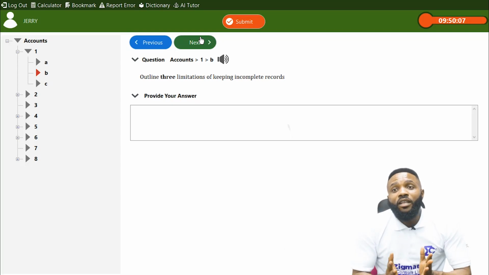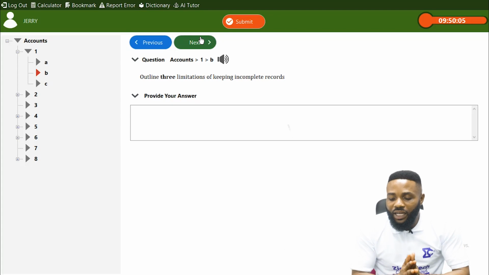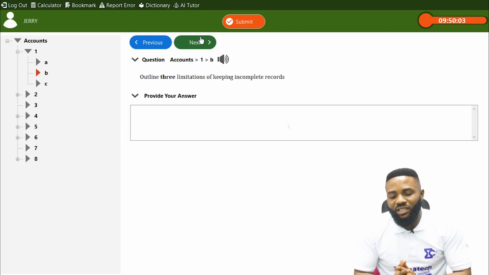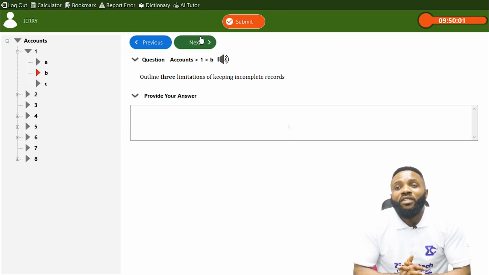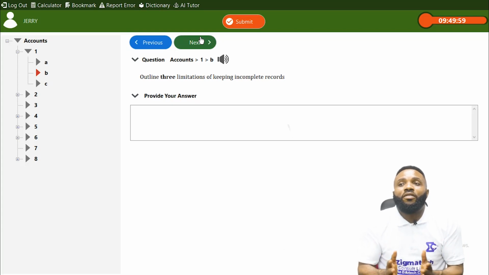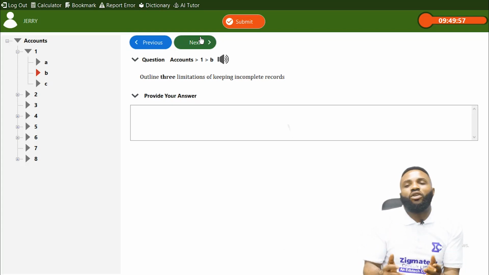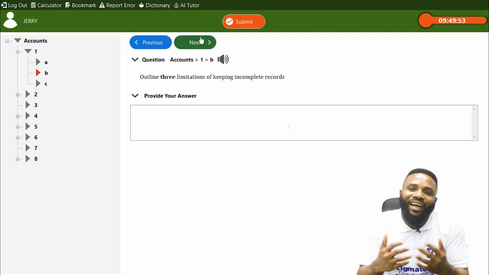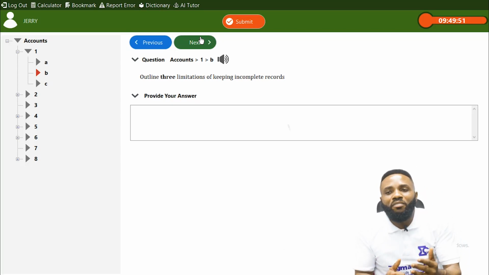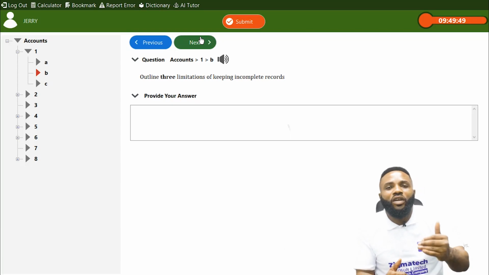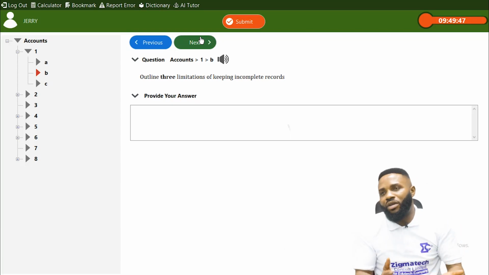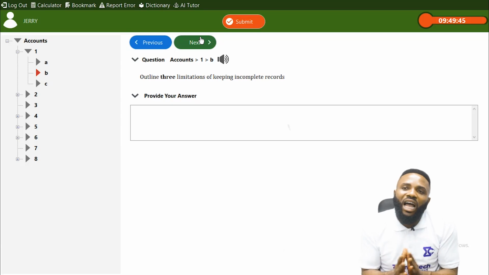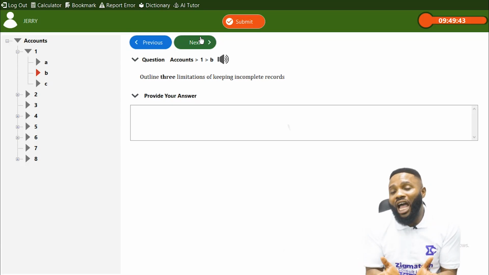And then the fifth one is that it can lead to the collapse of the business. If the progress of the business cannot be ascertained because the records are not complete, then what is the fate of the business? What is the guarantee that the management will be able to know that, okay, we are making progress or we are not making progress? So since records are not complete, the business can collapse.